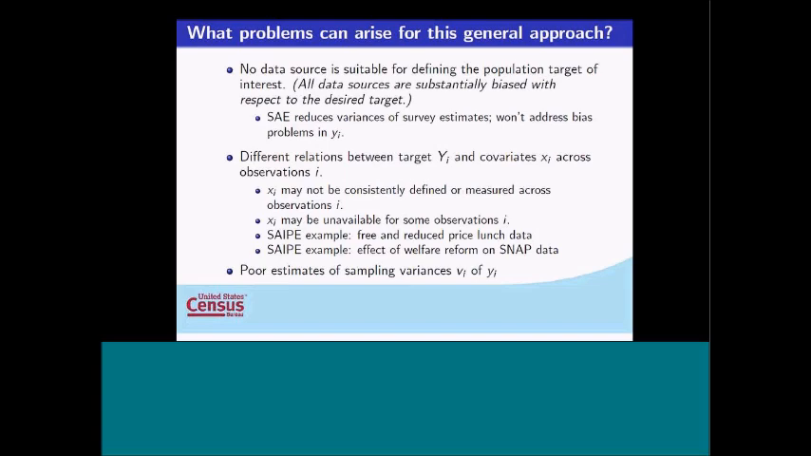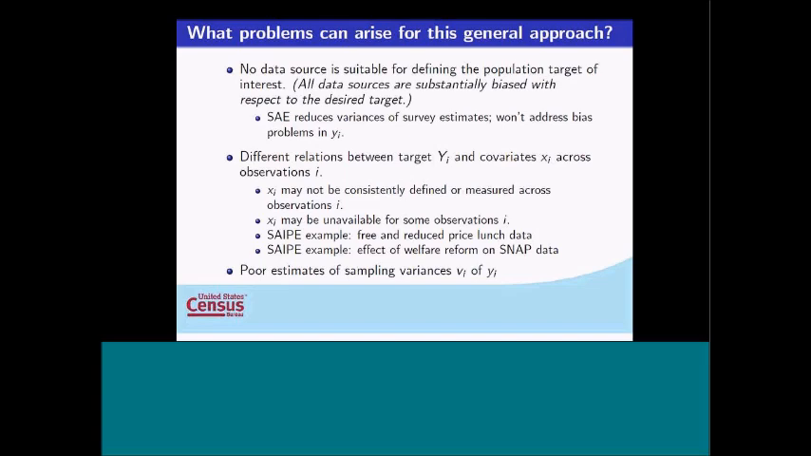And why might this happen? Well, you can suspect that if you know something about the quality of your covariates that leads you to believe that they're not consistently defined or consistently measured. And an extreme case of this is where the covariate isn't even available for some areas. So that leads to problems.